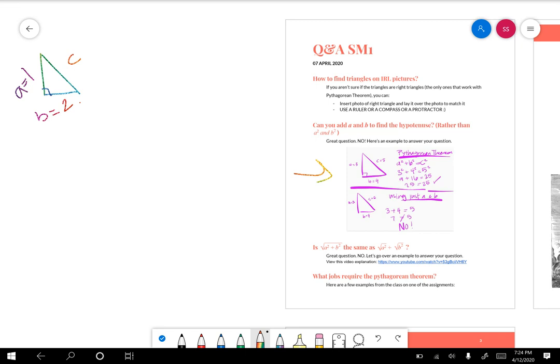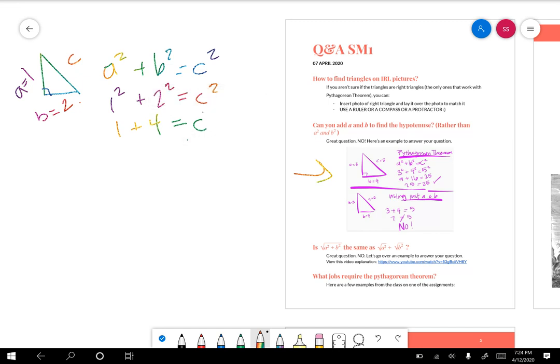Okay, so let's use the Pythagorean theorem like normal. A squared plus B squared equals C squared. So I'm going to replace 1 for A and 2 for B, and then solve. 1 squared is just 1. 2 squared will give us 4 equals C squared.